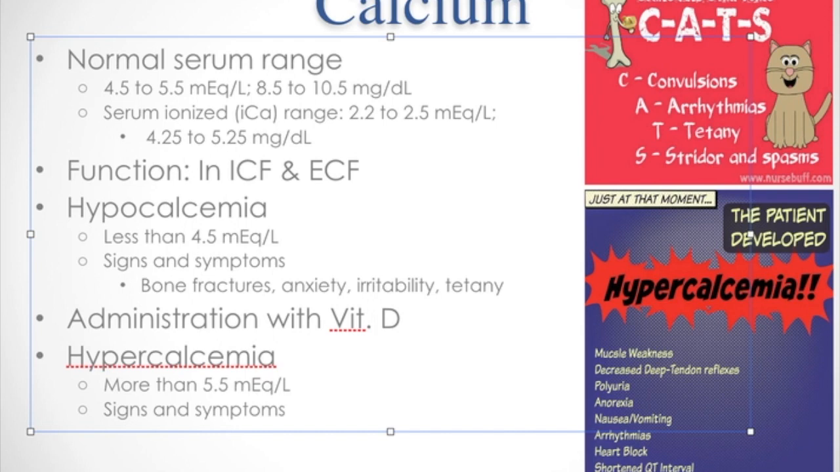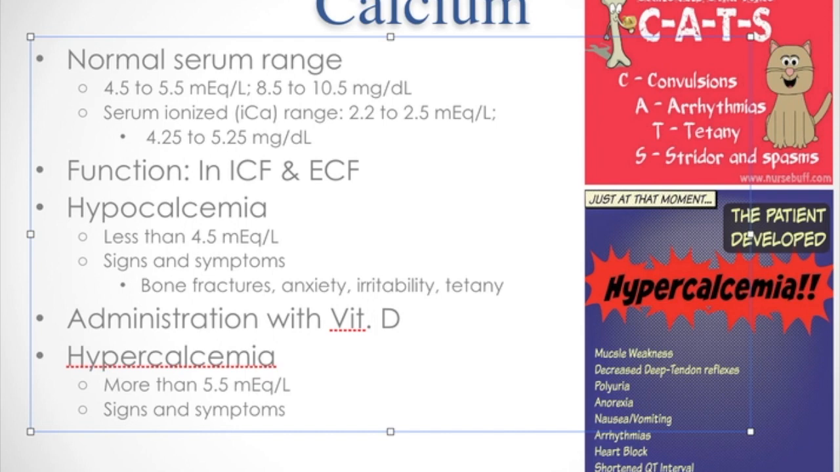And an important side note is that anytime we're going to give IV calcium, we need to assess the patient's renal function because IV calcium contains aluminum, which is toxic if the kidneys aren't functioning properly. We also want to be careful with IV calcium if the patient is taking digoxin because increases in serum calcium can increase the risk of digitalis toxicity.